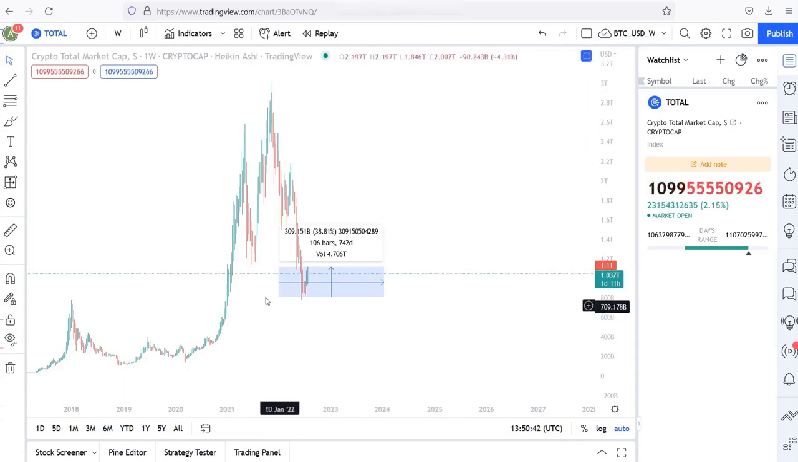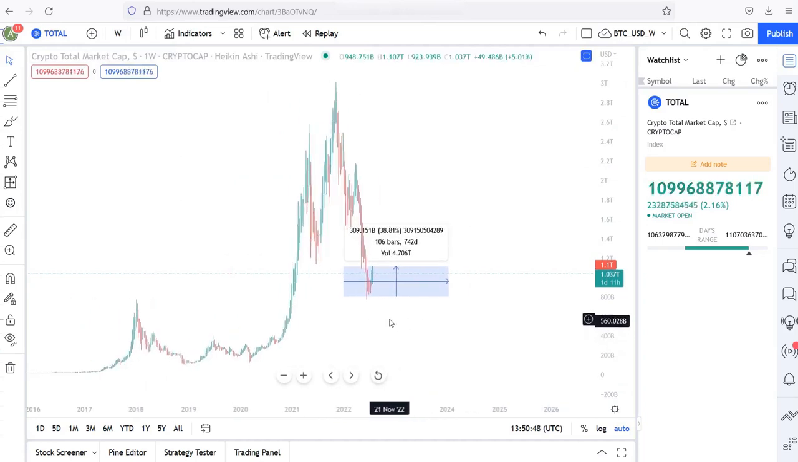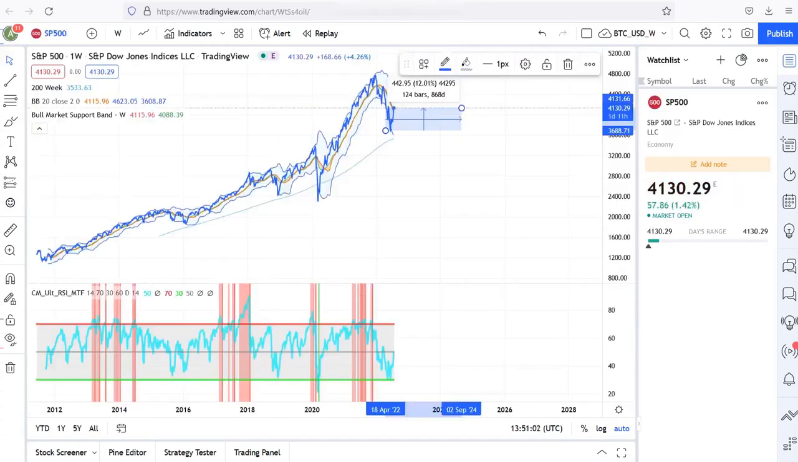However, on a weekly basis, we are still in the oversold territory, but on a daily basis, we are in overbought territory. So, in the days ahead, there is a good chance for us to have some kind of correction.